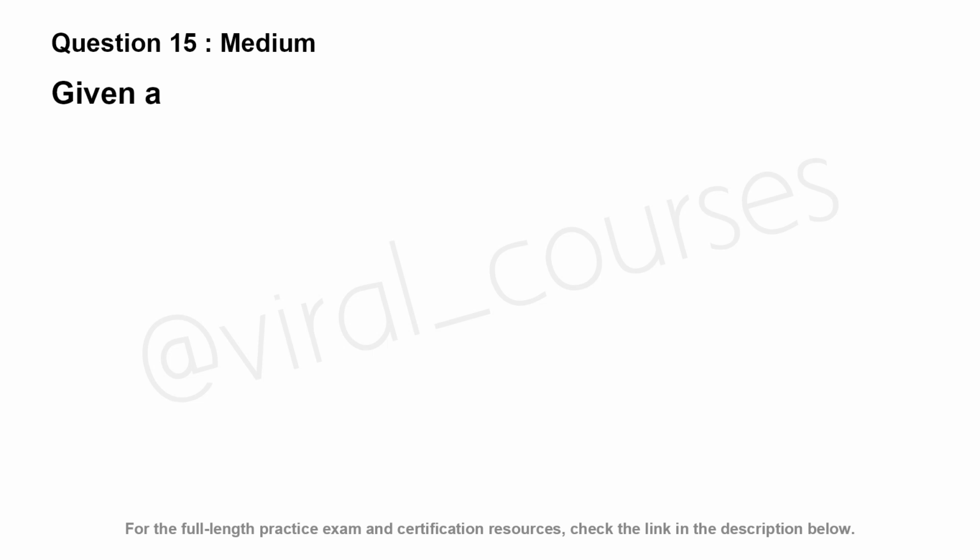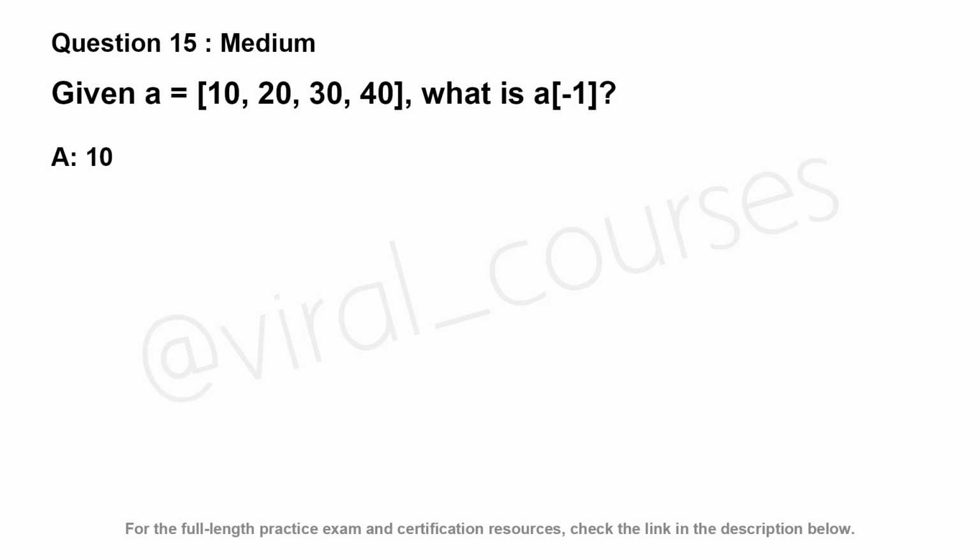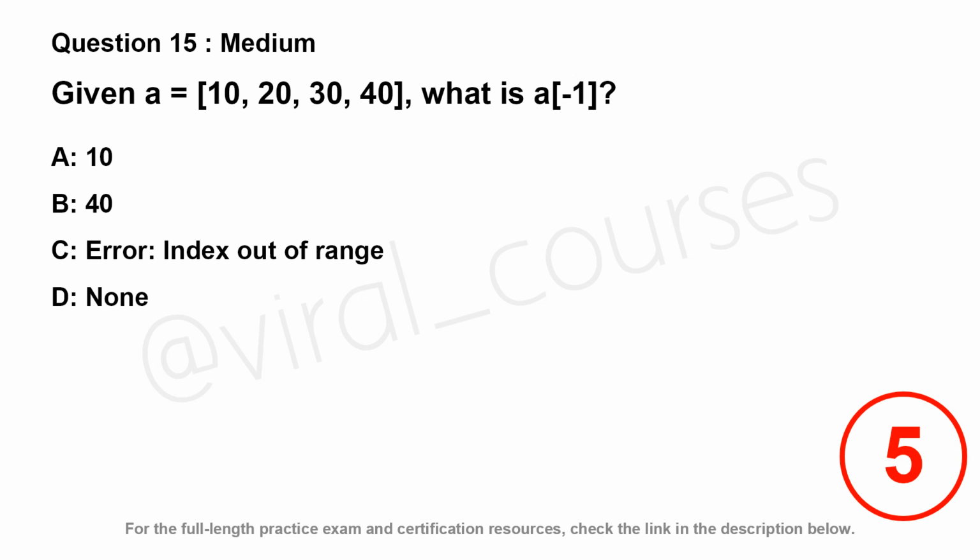Given a = [10, 20, 30, 40], what is a[-1]? Option A, 10. Option B, 40. Option C, error, index out of range. Option D, None.